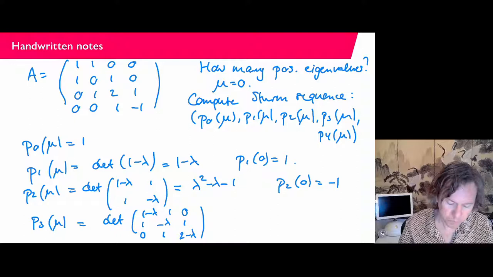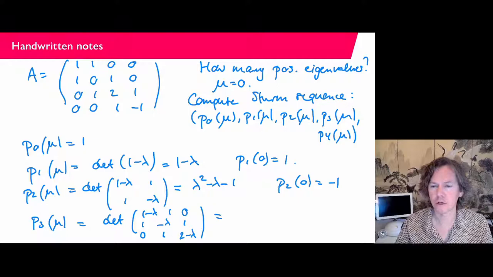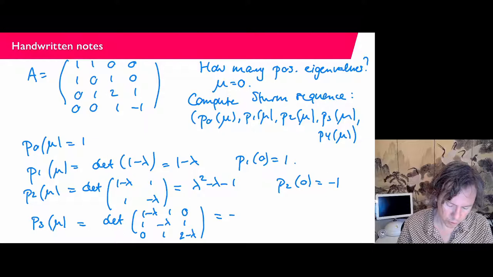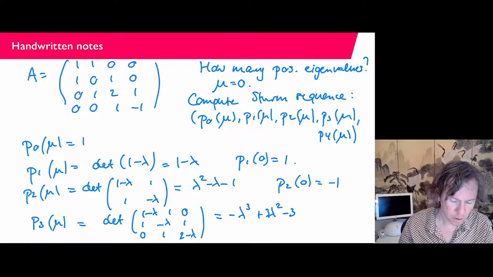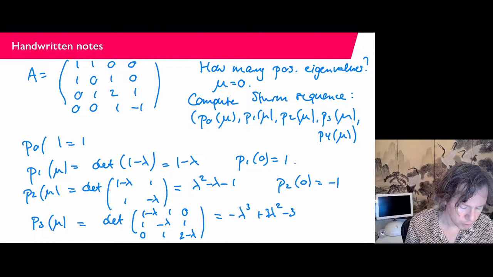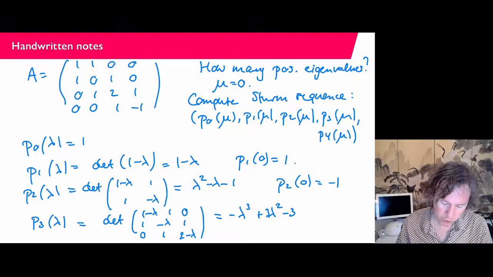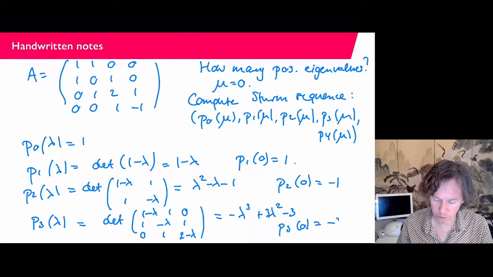But for now, let's just do the computation. So if you compute this, and let me immediately write down the result, because I'm sure you can do that. This is going to be minus lambda to the power 3 plus 3 lambda squared minus 3. Oh, I am sorry, I put mu here all the time, but of course this should be lambda. Sorry about that, because it's the characteristic polynomial: lambda, lambda, lambda. Lambda, that's better. And then we see that P3 of 0 equals minus 3.